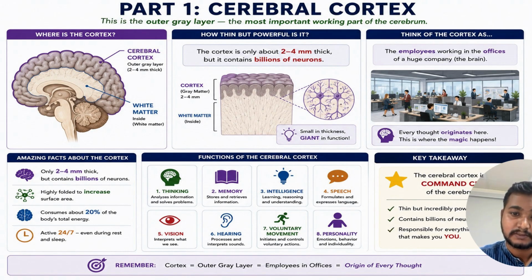Where is the cortex? Let's first locate it. The cerebral cortex is the outermost layer of the cerebrum. It forms the wrinkled surface that gives the human brain its characteristic appearance.